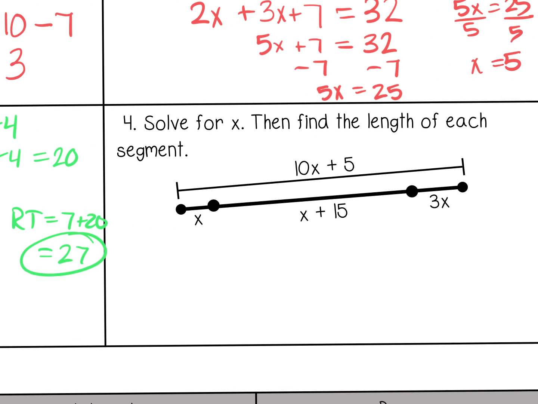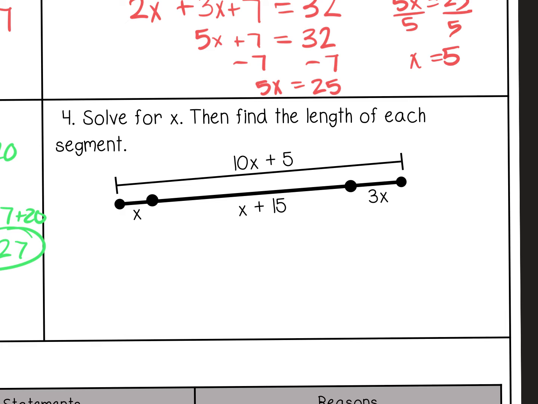All right, so let's look at example 4. We are solving for x, and then we have to find the length of each segment. Again, we are going to take our three pieces, x plus 15, and 3x, and then set them equal to the whole thing, which is 10x plus 5. A bit longer of an equation, but nothing we can't handle. So x plus 15 for the middle piece, plus 3x for the end piece, equals the total of 10x plus 5.